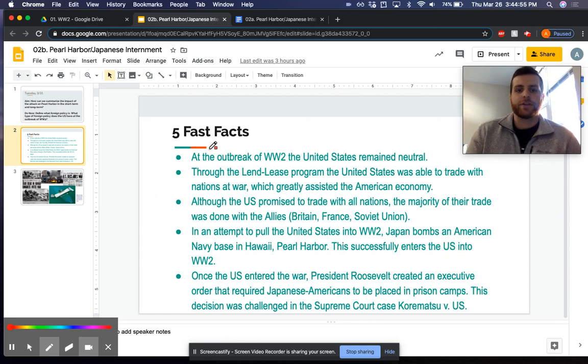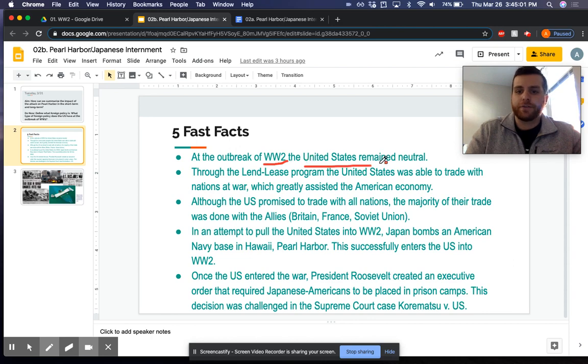Okay, so coming back together, we're going to hit our fast facts for today. And the first fast fact gives you an answer for part of your do now. At the outbreak of World War II, the U.S. declared neutrality. The U.S. made it clear that they wanted to be neutral. They see this as a European war. There's disillusionment from how World War I played out and how the world is entering into this high level of violence, carnage, and death very quickly after World War I. So the U.S. remains neutral.